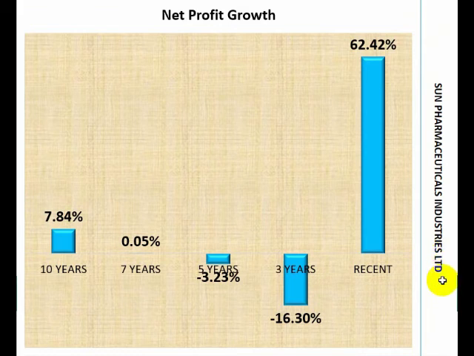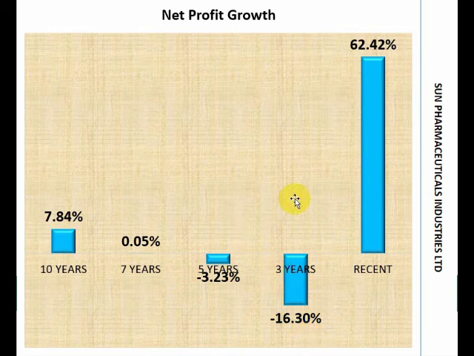Let's look at the net profit growth rate, and this particular value measures the speed or the rate at which the profits of the company are growing over the years. The red flag in this case would be inconsistency in the net profit growth rate. We see kind of an inconsistency. In fact, in the recent 5 years, as we saw in earlier charts, there has been a fall in the net profit by 3.23%. Whereas in the recent 3 years, the fall is much higher at 16.3%.